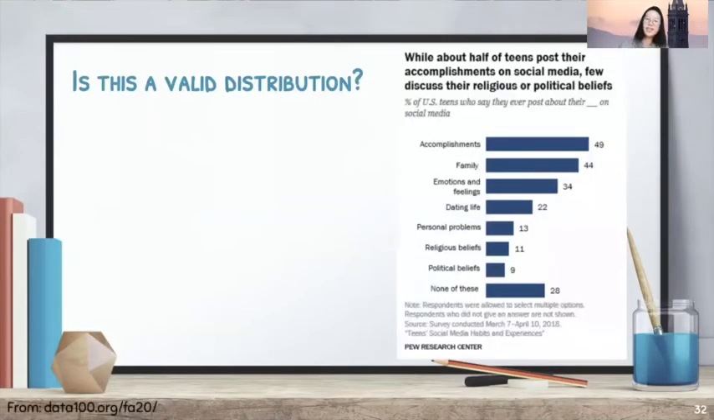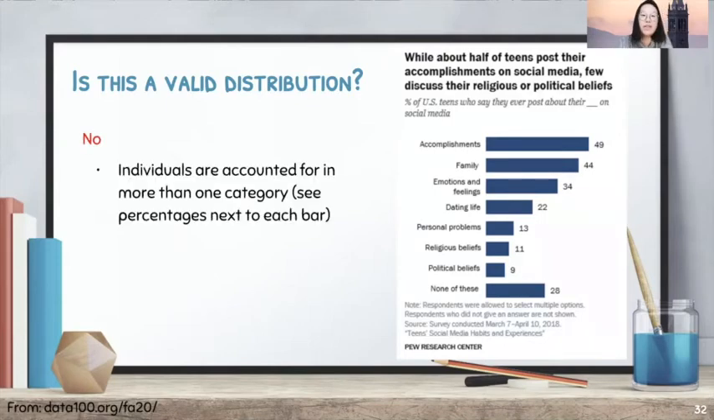Now let's look at this example. Is this a valid distribution? If you guessed no, you're correct. The reason this is not a valid distribution is because we see that the total percentage notated in the black numbers on the right sum to around 200% instead of 100%. And this implies that individuals were accounted for in more than one category, and this contradicts our definition of a valid distribution.